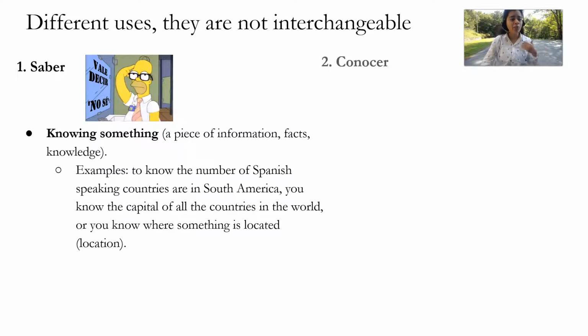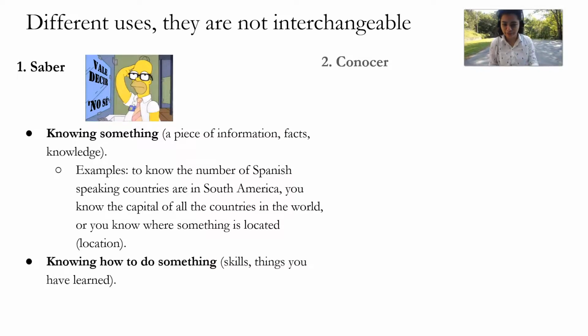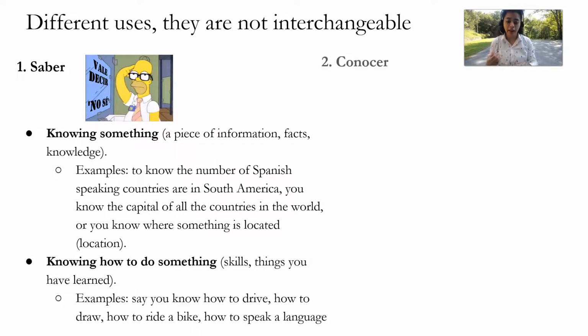So I know where Mellow Mushroom is in Boone. So then I will use saber because I know that. It's a piece of information that maybe other people don't have, but I do have it. Also, we use saber when we know how to do something. So for skills, for things that you have learned. If you have learned how to drive a car or how to drive a bicycle, or if you speak a language, that's something that you know, things that you learned.